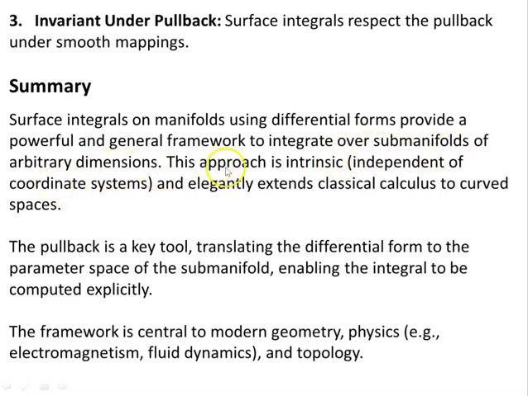Right, summary. Surface integrals on manifolds using differential forms provide a powerful general framework to integrate over submanifolds of arbitrary dimensions. This approach is intrinsic, that's independent of coordinate systems, and elegantly extends the classical calculus to curved spaces. Now, the pullback is a key tool translating the differential form to the parameter space of the submanifold. All right, so going from the right there back to the left, enabling the integral to be computed explicitly. Now, this framework is central to modern geometry, physics, like electromagnetism, fluid dynamics, and topology.